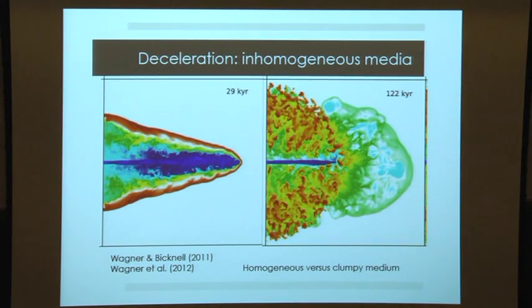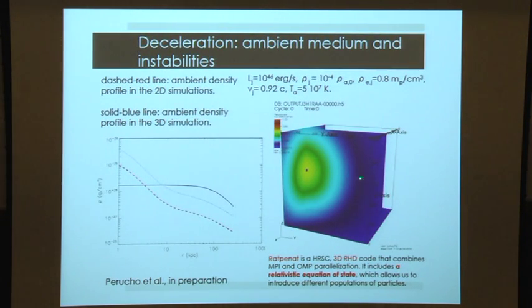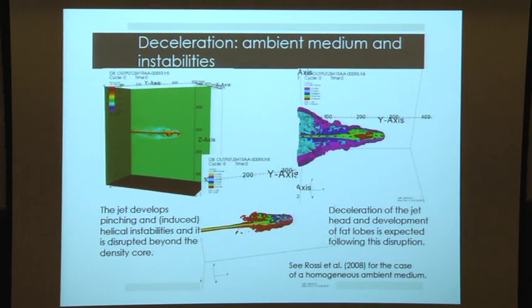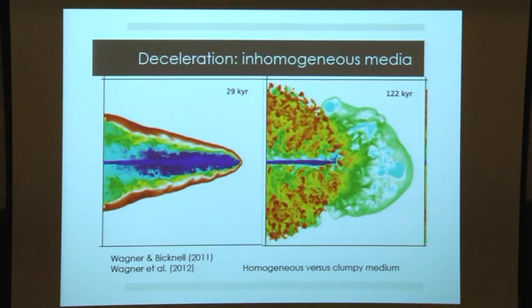Another effect that the ambient medium may have is if it's inhomogeneous. These are simulations by Wagner and Bicknell and Wagner et al. You see that before the jet crosses this inhomogeneous, cloudy region, the morphology is very different from the one you expect from a homogeneous ambient medium. As soon as the jet has crossed this region, you expect this structure to develop when you get to the more homogeneous medium. By the way, in these simulations we introduce inhomogeneities in the ambient medium too. You can see it's slightly irregular. Only 10% inhomogeneities, 10% difference in density, I mean.